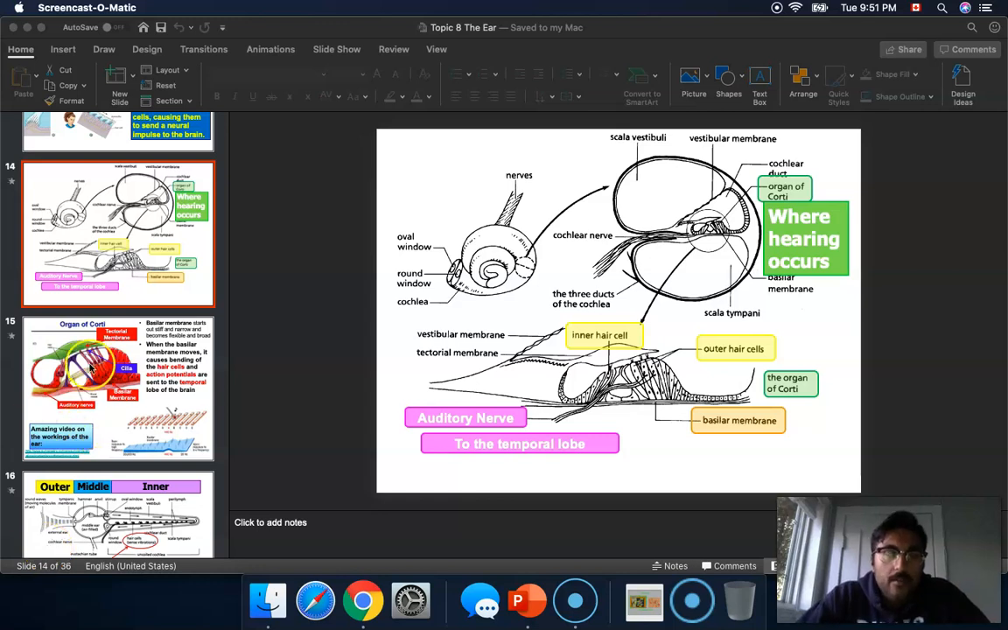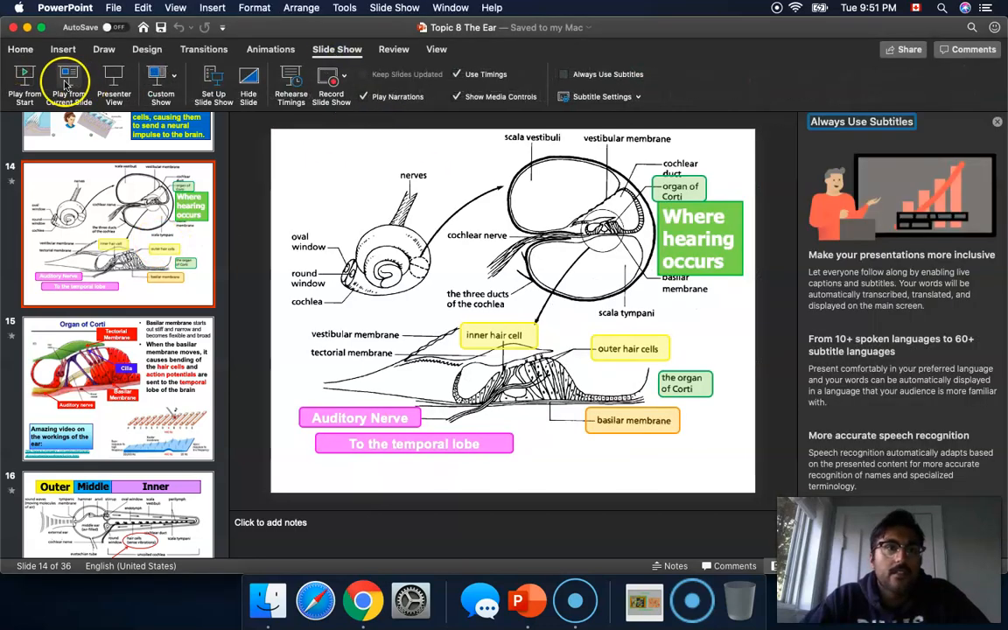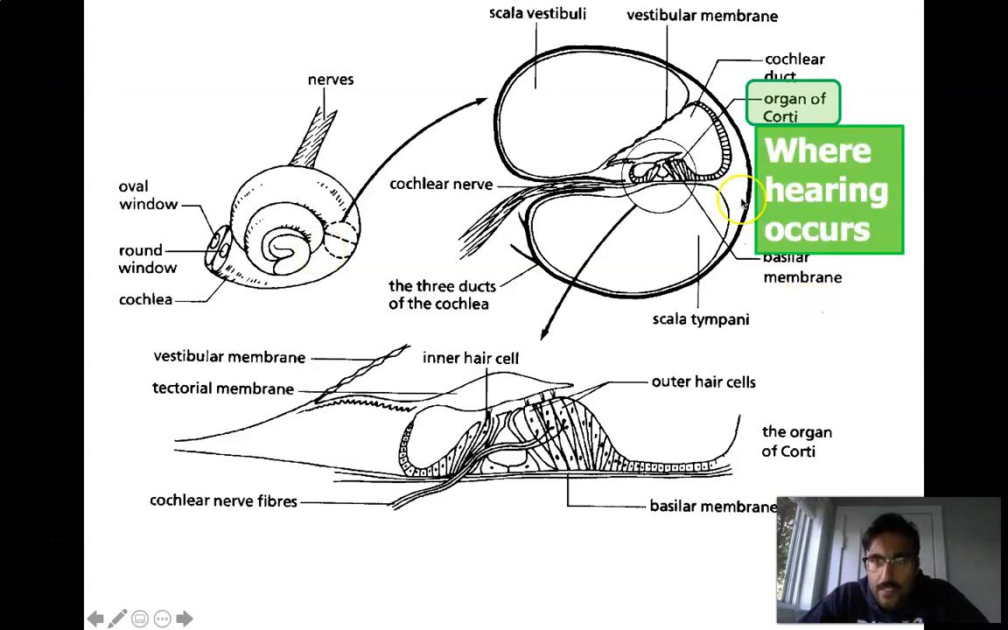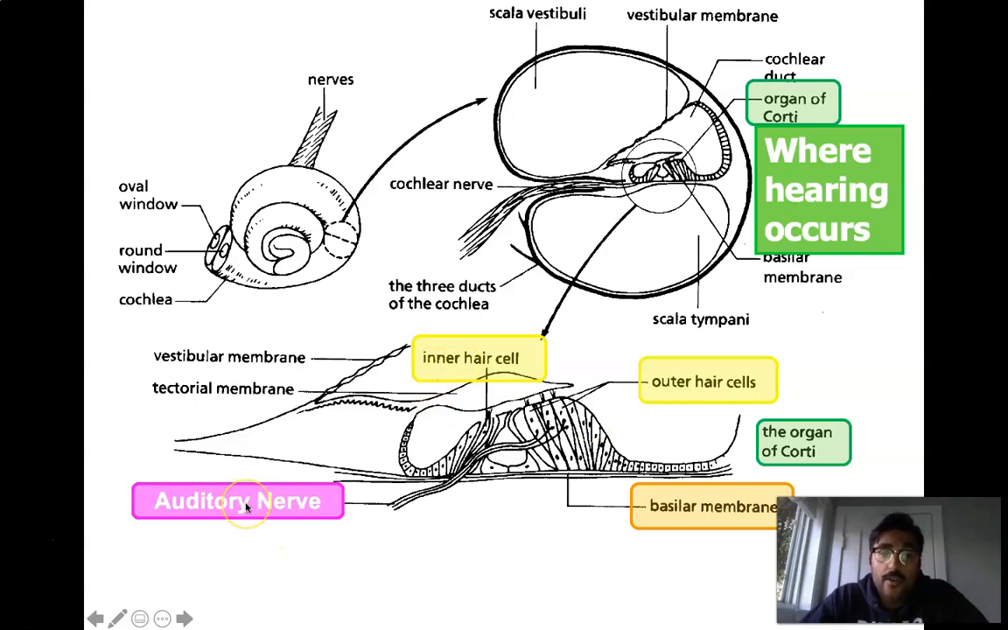All right, Bio 30. So we're going to continue the discussion about the ear. Last we left, we discussed how the organ of Corti is part of our inner ear where hearing is actually occurring. So in the organ of Corti, we've got the basilar membrane, outer hair cells, inner hair cells, and then the auditory nerve. And then that's going to send signals, of course, to the brain, specifically the temporal lobe of the brain.